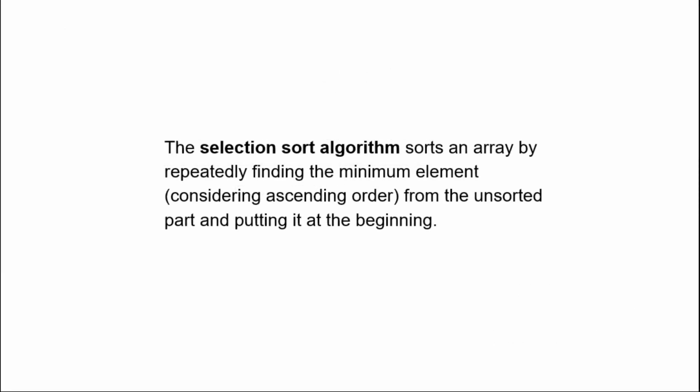The next sorting algorithm is selection sort, which sorts an array by repeatedly finding the least or minimum element in the array, considering that we are sorting it in ascending order. And then from the unsorted part, it puts that minimum element at the beginning of the array.